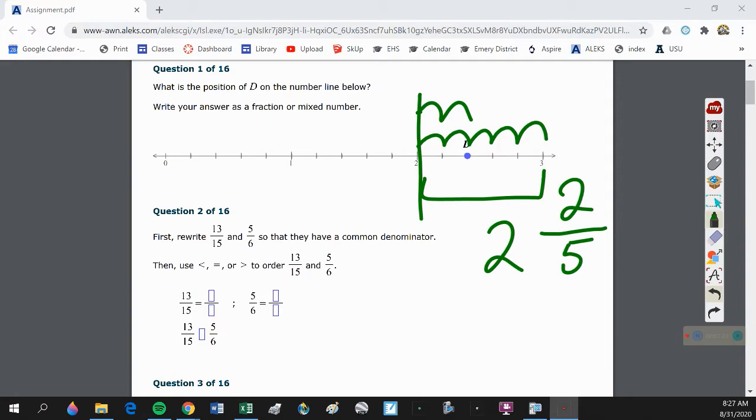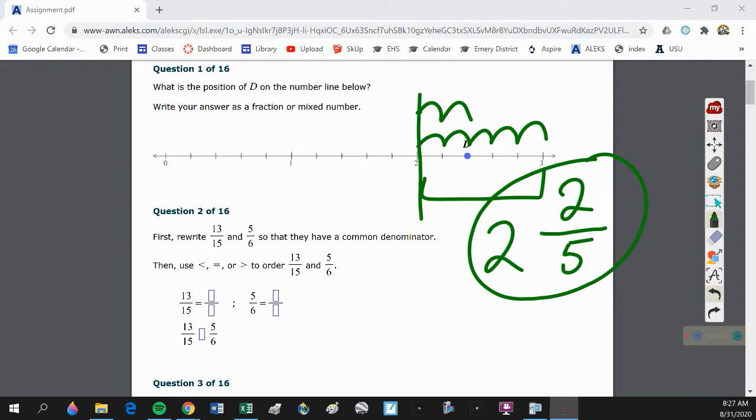Write your answer as a fraction or mixed number. So you guys are really used to this, but once you hit 9th grade, definitely 10th grade, we stop using mixed numbers. Mixed numbers are hard to use. They're hard to add. They're hard to multiply. They're kind of messy. How would I turn this into what we call an improper fraction?